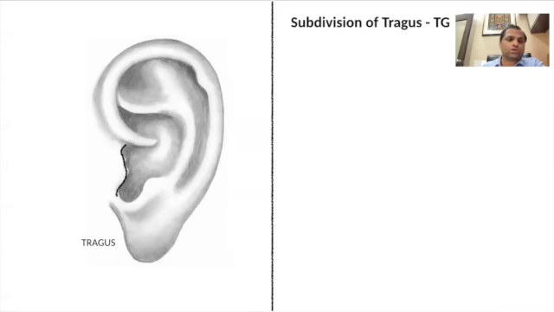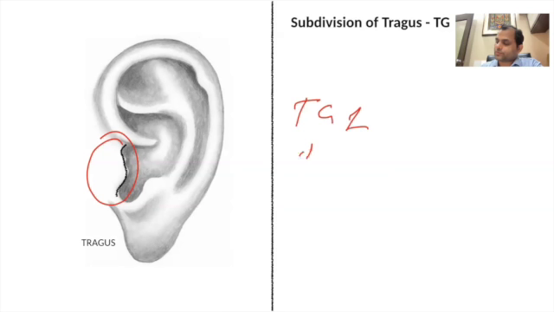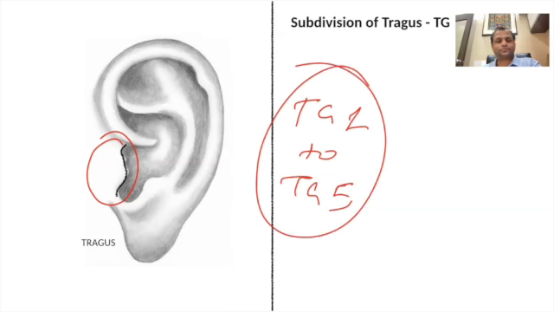So let's talk about this tragus first. Tragus 1, 2, tragus 5. इसके बारे में बात करते हैं. This tragus is a very important part of the ear. ये हमारे कान का बहुत ही महत्वपूर्ण भाग है.